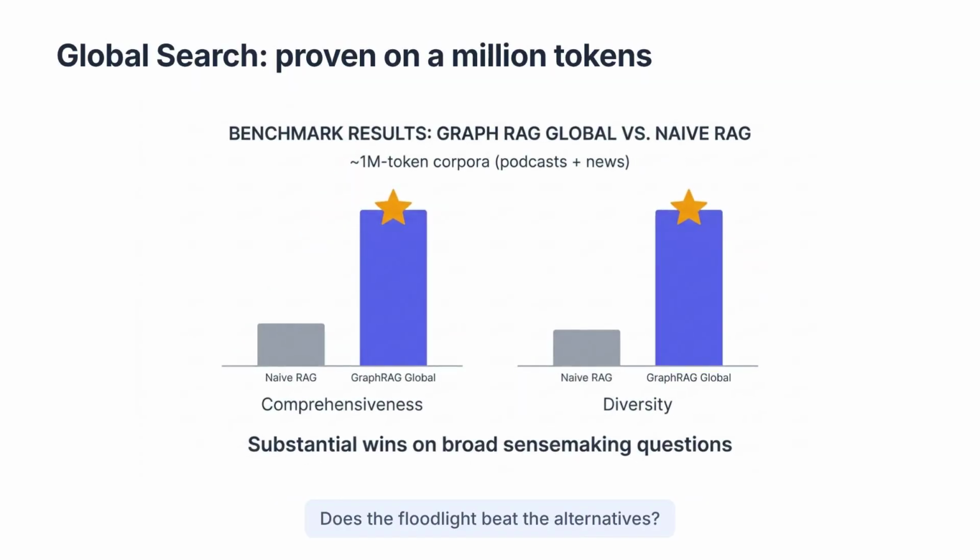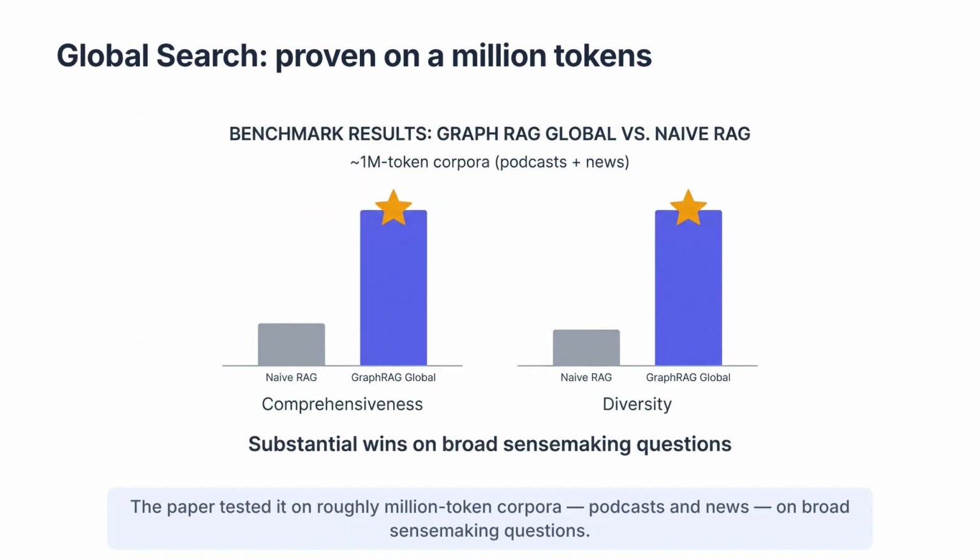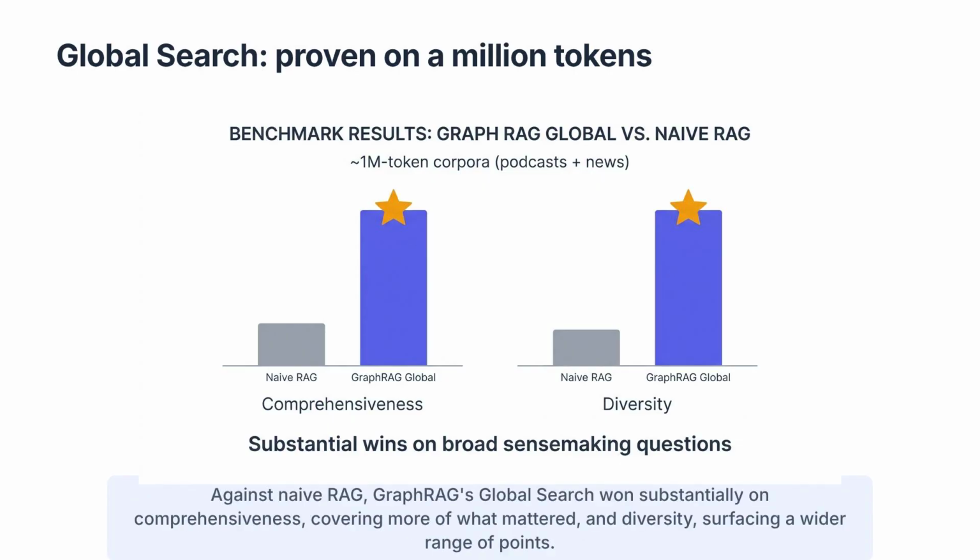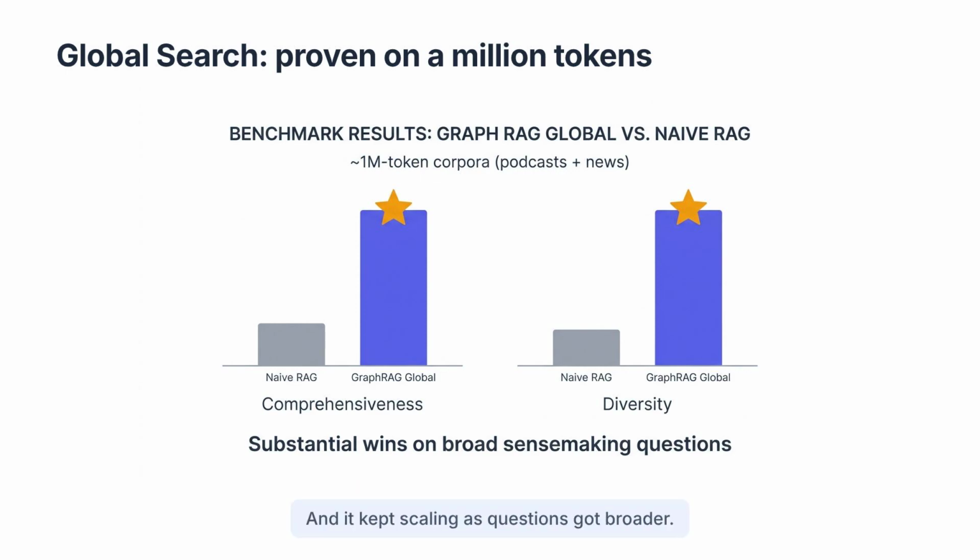Does the floodlight beat the alternatives? The paper tested it on roughly million-token corpora, podcasts and news, on broad sense-making questions. Against naive RAG, GraphRAG's global search won substantially on comprehensiveness, covering more of what mattered, and diversity, surfacing a wider range of points. And it kept scaling as questions got broader.